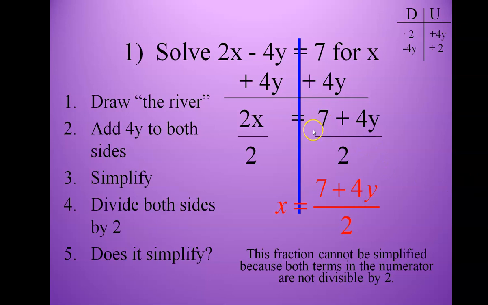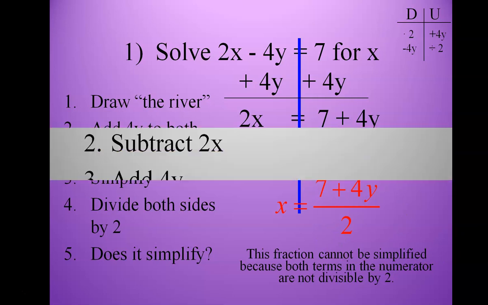But because I cannot divide everything by 2, 7 is not divisible by 2, I'm going to leave it alone. If 7 was divisible by 2, then we could have divided both of them. But because 7 is not, we're going to leave it alone.